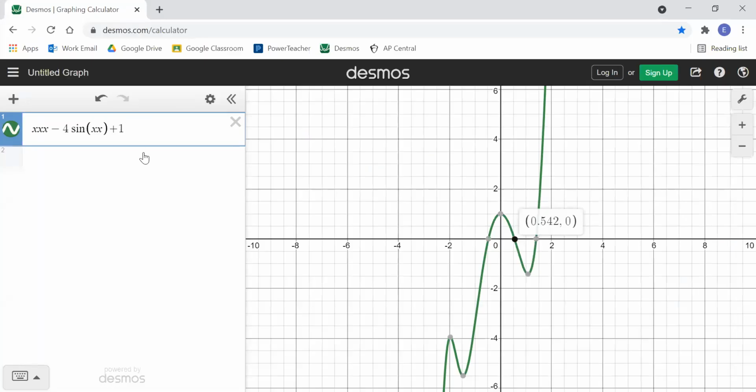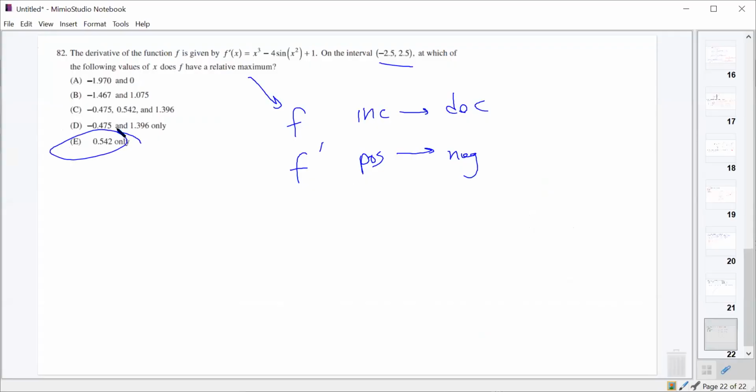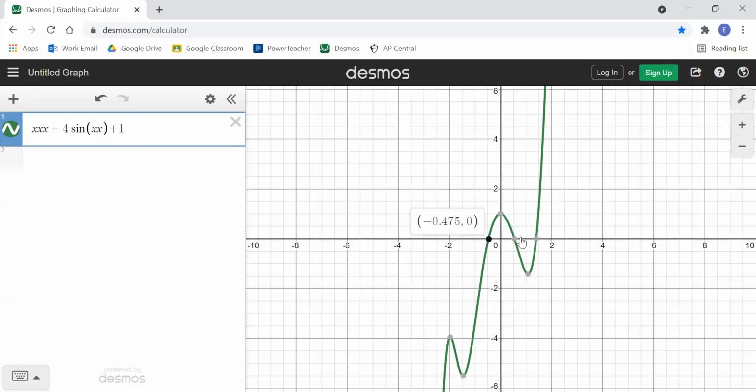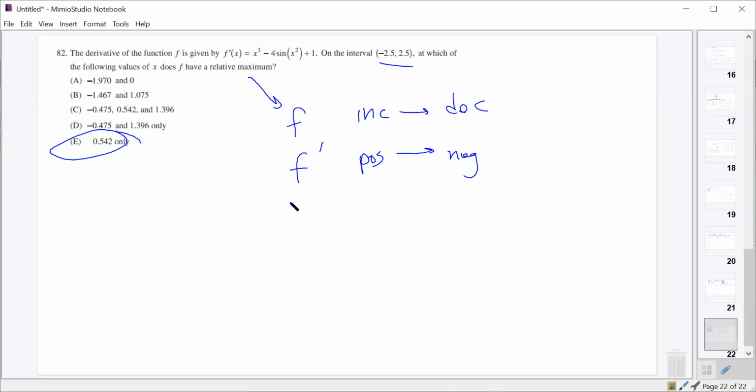So now that I fixed that to 4 sine of x squared instead of sine of 4x squared, it's going from positive to negative at 0.542, and hopefully that was an answer choice. Looks like it. You'll note that there are other answer choices. If we looked at these other places, like negative 0.475 and 1.396, those would be relative mins because the derivative is going from negative to positive. Those are two different relative mins, but we want the relative max. So we get that one. All good?